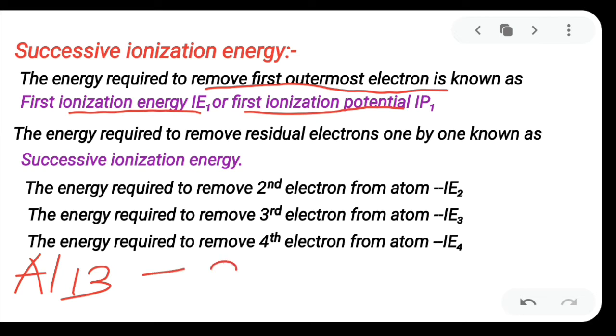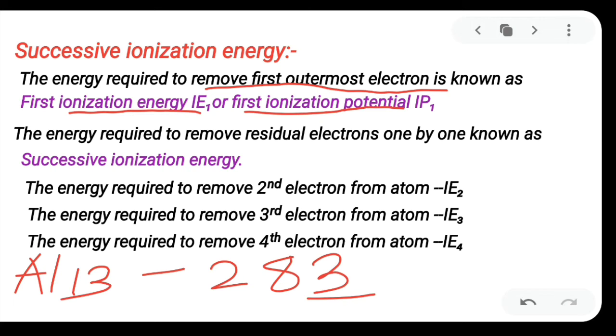इसका इलेक्ट्रॉनिक कॉन्फ़िगरेशन is 2, 8, 3. 3 इलेक्ट्रॉन आउटरमोस्ट सेल में प्रेजेंट हैं. सो हमको एक एक करके निकालना है. We cannot remove all the 3 electrons together. सो पहला इलेक्ट्रॉन निकालने में जो एनर्जी रिक्वायर्ड होता है उसको हम फर्स्ट आयनाइजेशन एनर्जी और फर्स्ट आयनाइजेशन पोटेंशियल बोलते हैं. अभी दूसरा इलेक्ट्रॉन के लिए जो एनर्जी रिक्वायरमेंट होता है उसको हम IE2 बोलेंगे.